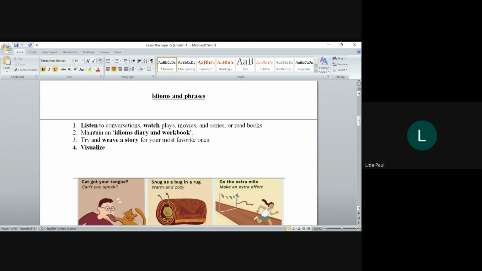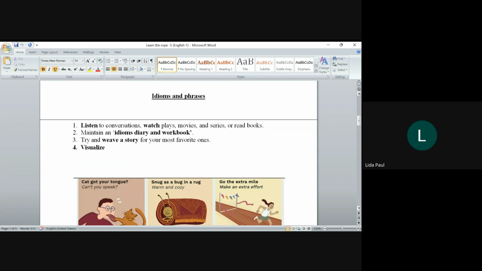Don't try to mug up 100 of them together. It doesn't work like that. Okay. So that is about how you maintain the idioms diary and the workbook, right? Next is another technique that you can use: you can try and weave a story of your most favorite one.